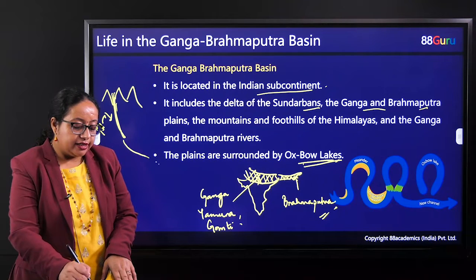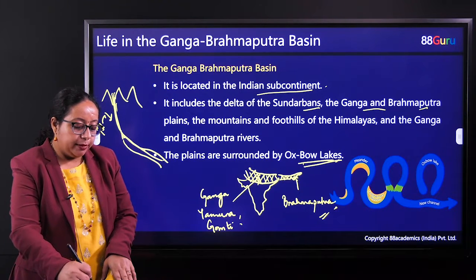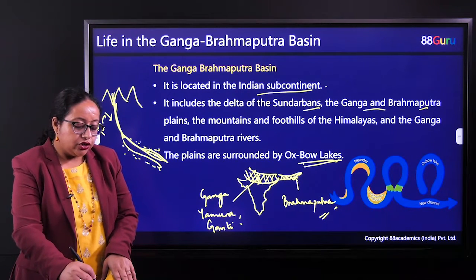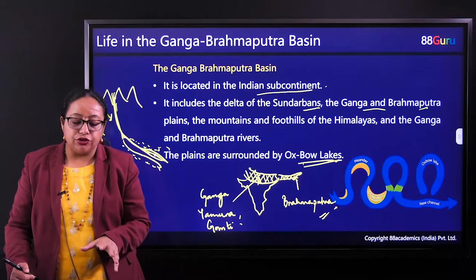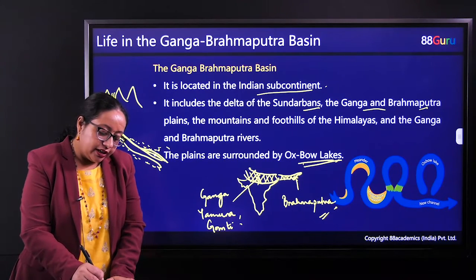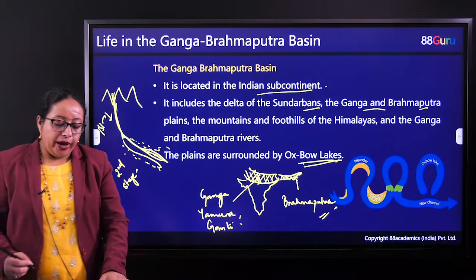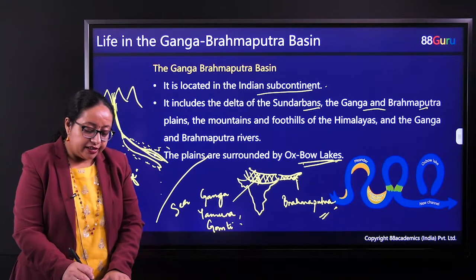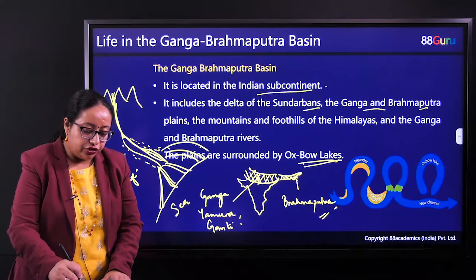Slowly when it enters the plains, it gains in volume, it deposits a lot of silt on the banks. So alluvial plains are deposited, and the river becomes slow and sluggish. So this is the second stage of the river. Now when it is about to meet the sea over here, this is the third stage. Things like delta formation take place, children.